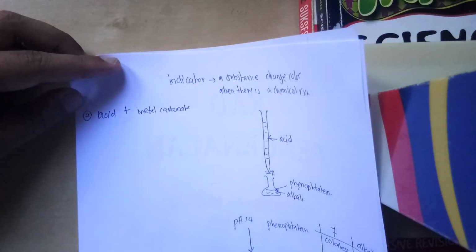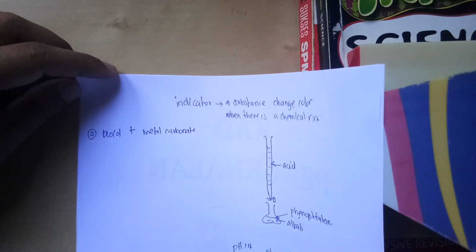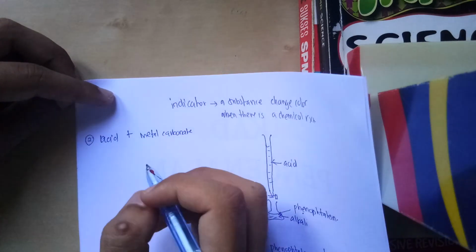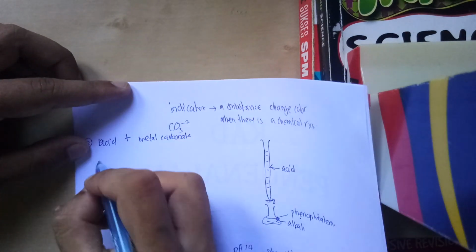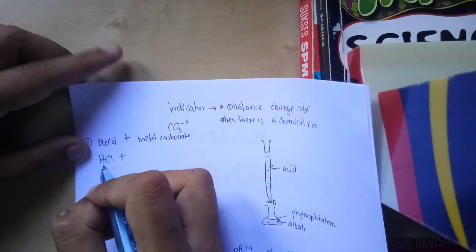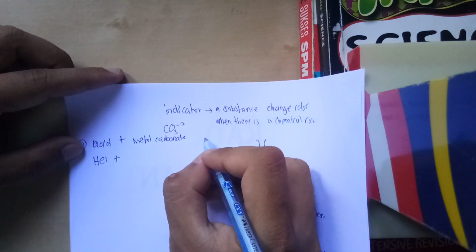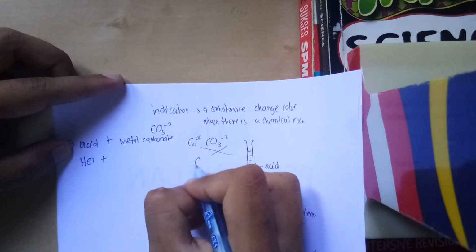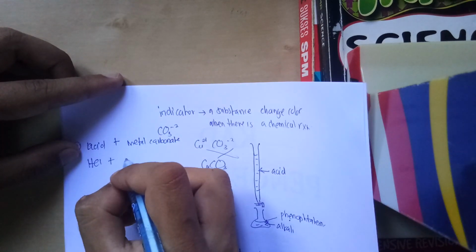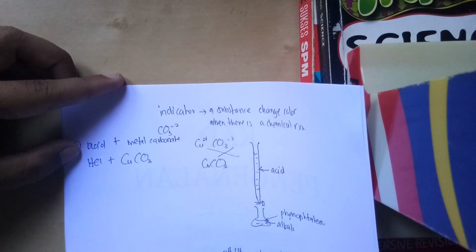Okay, all metal carbonates can react with acid, regardless of which carbonate it is. You need to understand that carbonate has the symbol CO3 2-, right? For example, HCl reacts with copper carbonate. Copper carbonate means Cu2+ and CO3 2-. If you cross them, you will get CuCO3. I'm using copper carbonate here, but you can use lead carbonate, iron carbonate, magnesium carbonate, any carbonate.